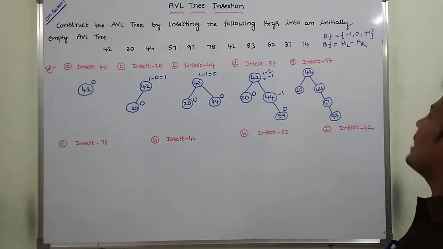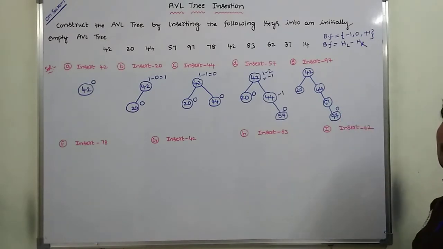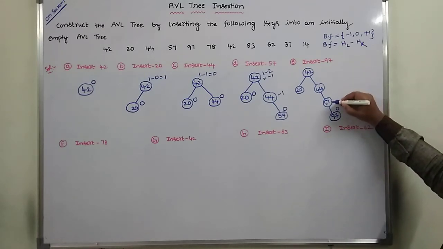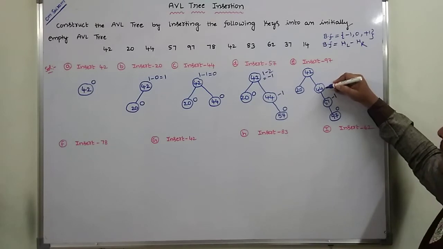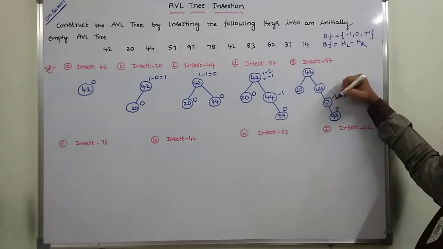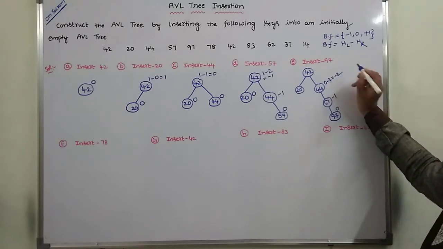So now the balance factors are: for 97, the balance factor is 0. Height of left subtree 0, height of right subtree 0, 0 minus 0 is 0. For this node, the height of the left subtree is 0, the height of the right subtree is 1. 0 minus 1 is minus 1. For this node, the height of the left subtree is 0, the height of the right subtree is 2. So 0 minus 2 is equal to minus 2.